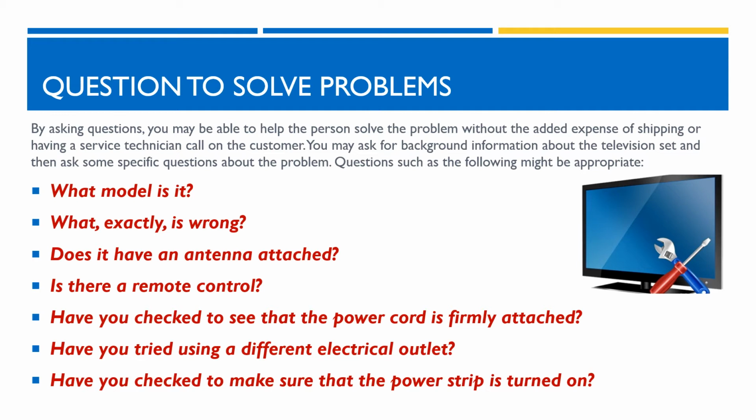You may ask for background information about the television set, and then ask some specific questions about the problem. Questions such as the following might be appropriate. What model is it? What, exactly, is wrong? Does it have an antenna attached? Is there a remote control? Have you checked to see that the power cord is firmly attached? Have you tried using a different electrical outlet? Or, have you checked to make sure that the power strip is turned on?